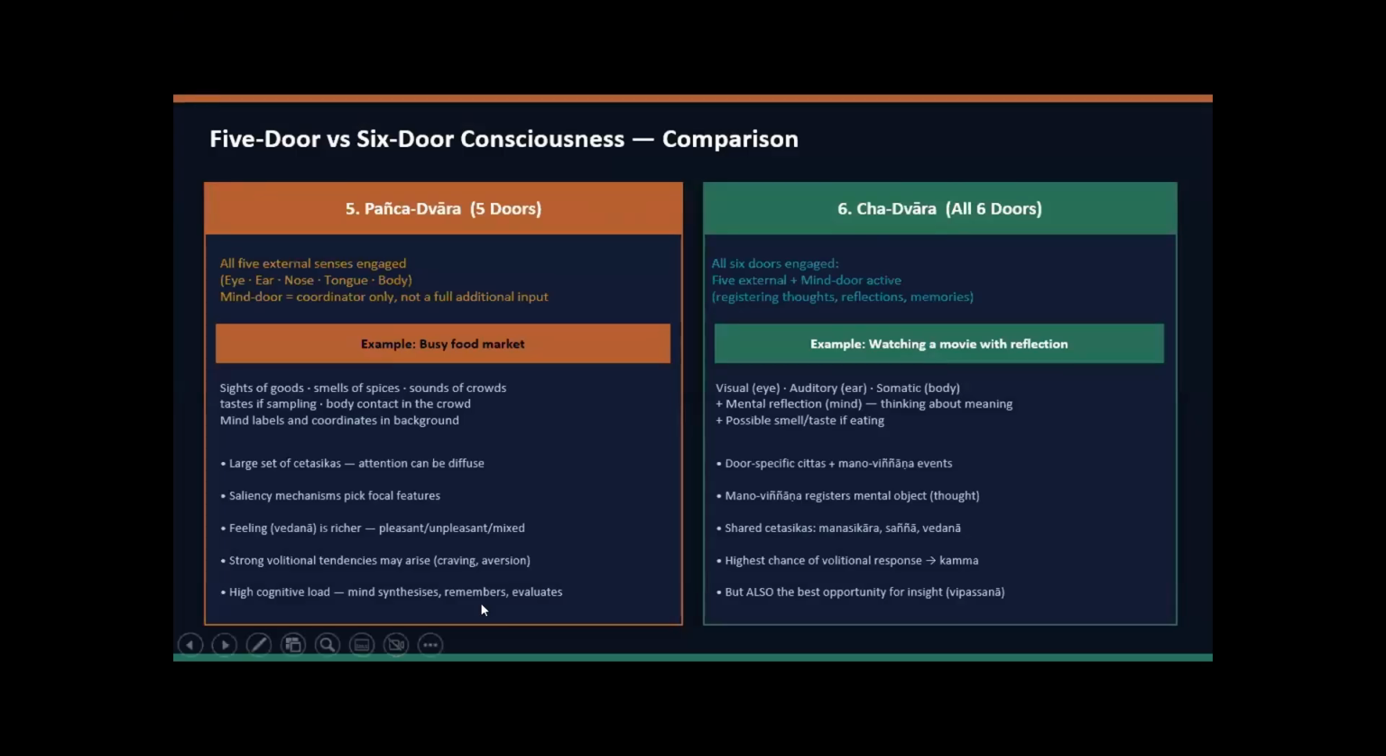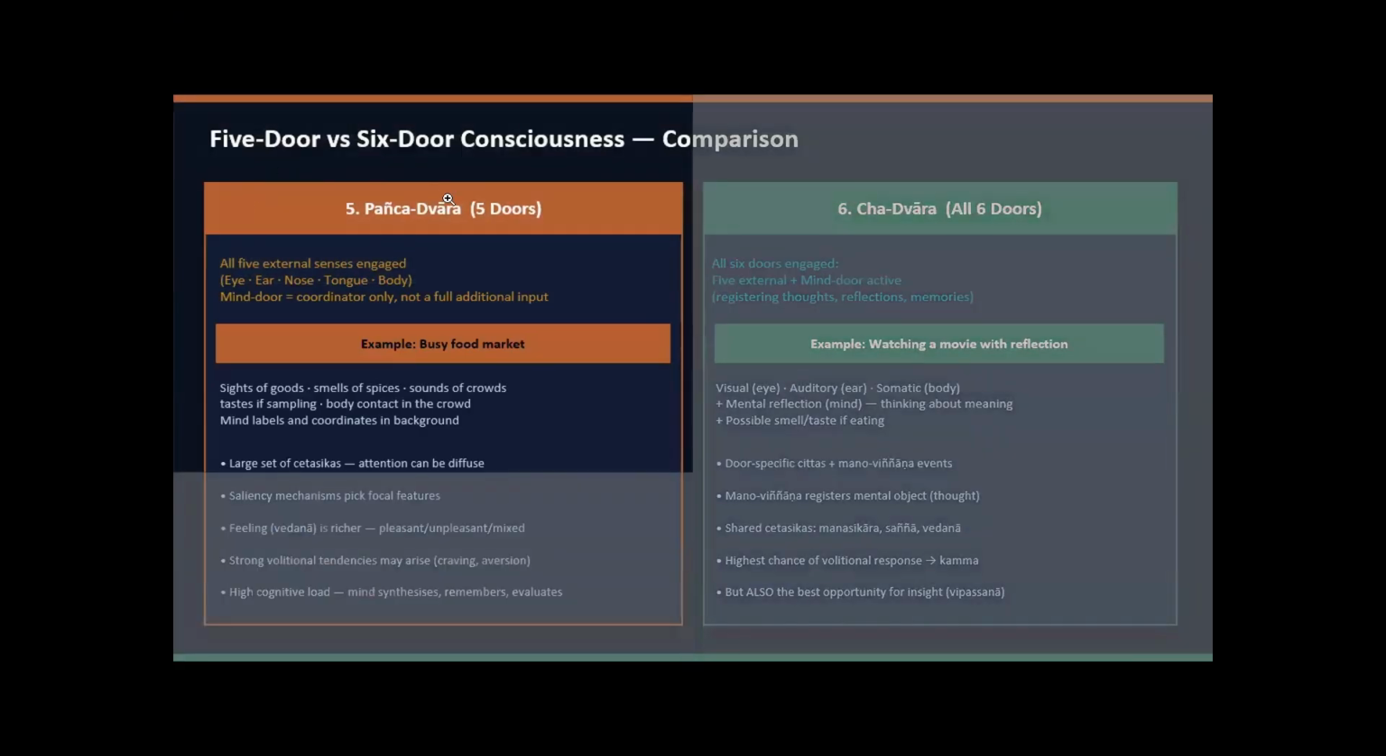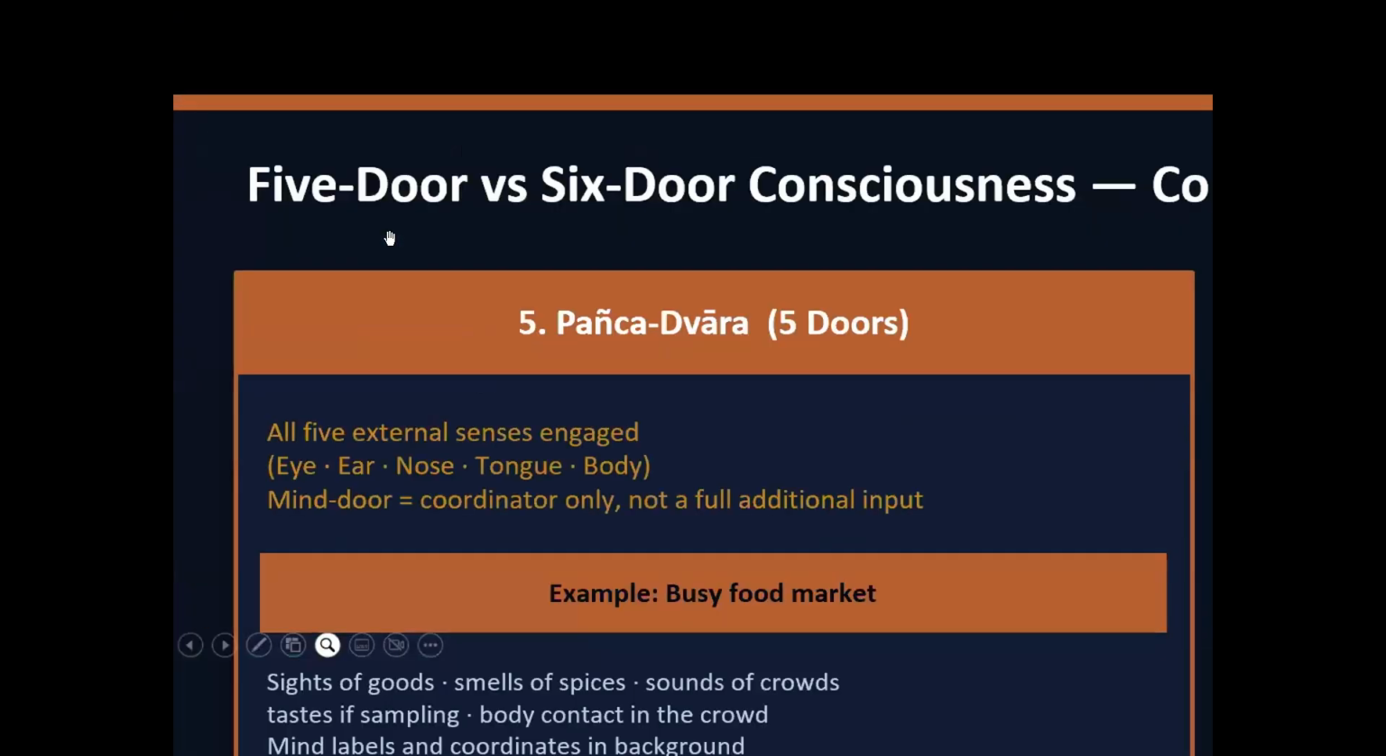So next, the fifth one, pañca dvāra and cha dvāra, the five and six doors. How does this happen? We'll look into a close examination of the five doors. When you talk about five doors, we are talking about the five external senses: the eye, ear, nose, tongue, and body. So here we talk about five doors. The mind door is the connector only, not a full additional input. So we are talking about just five doors without the mind.